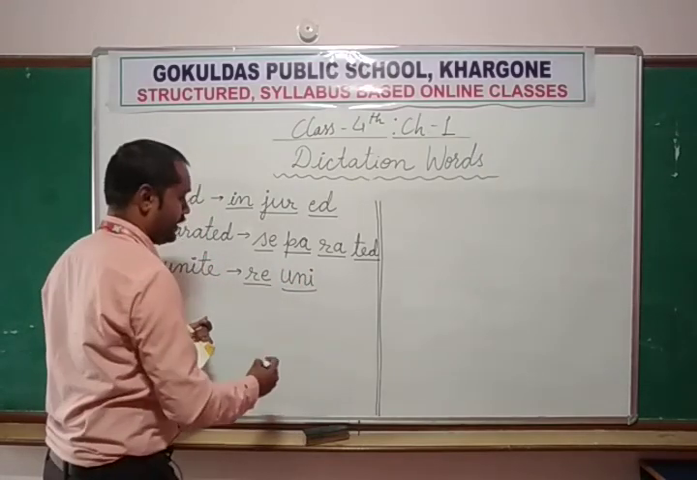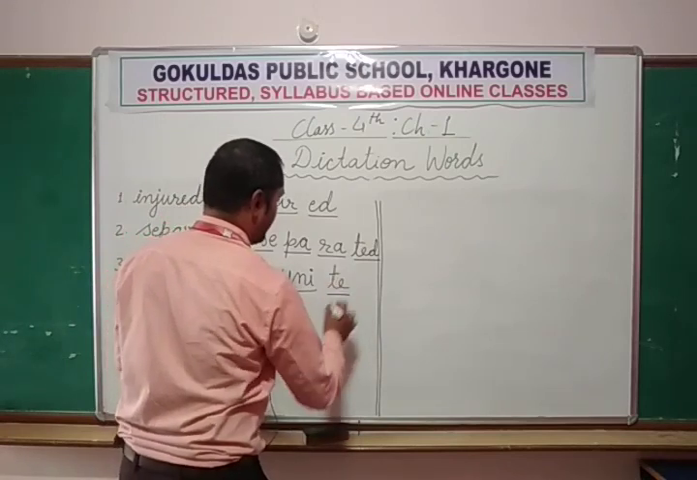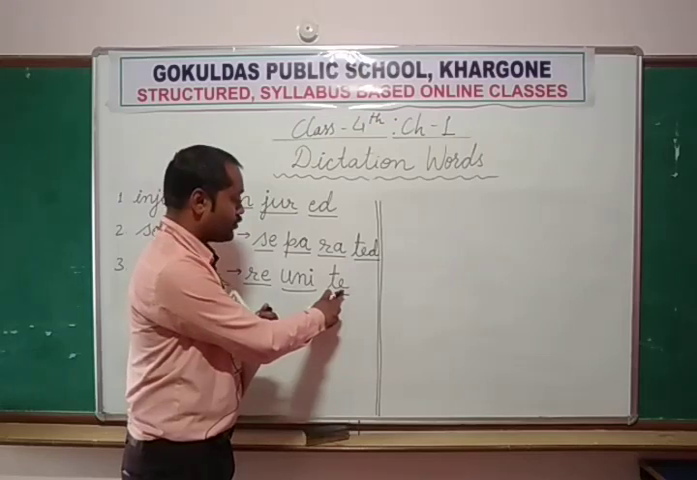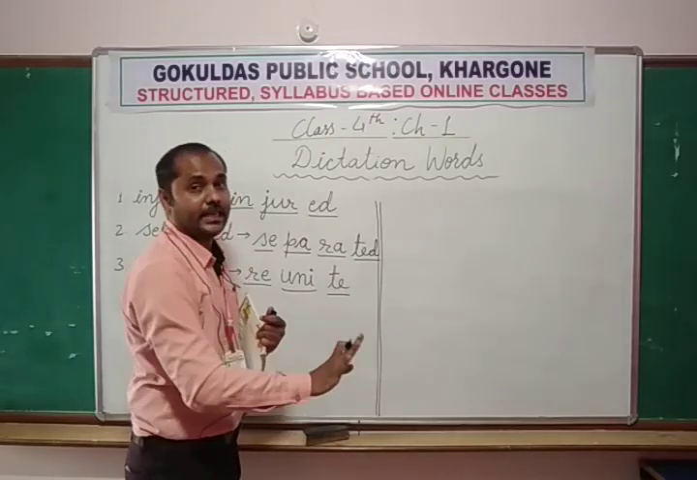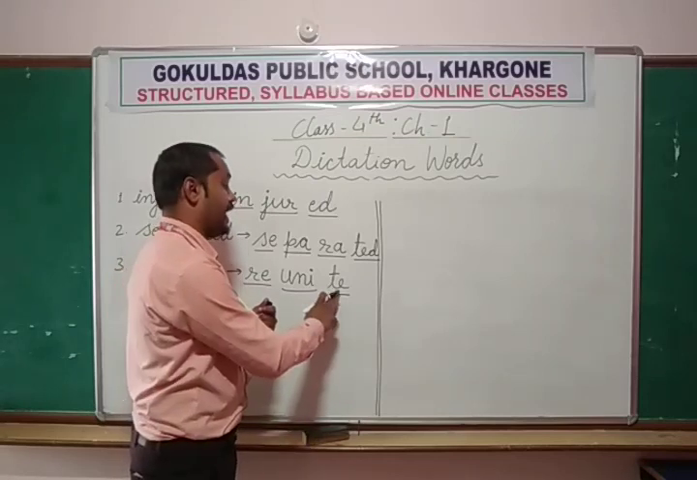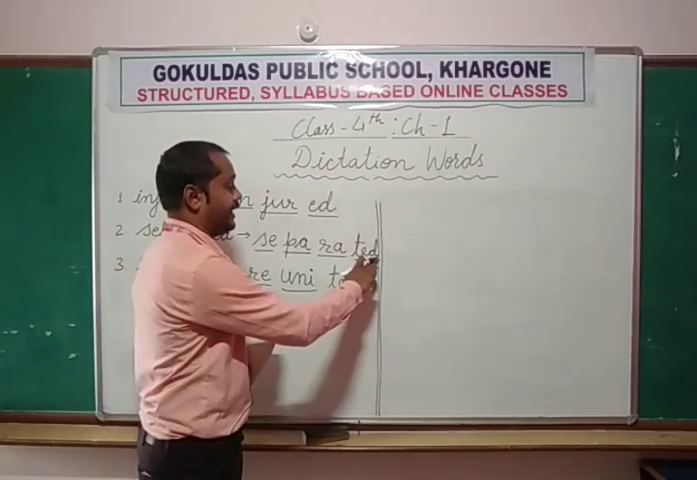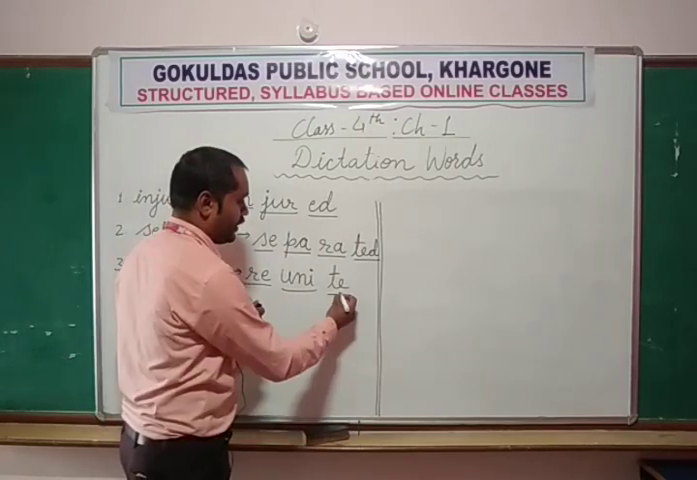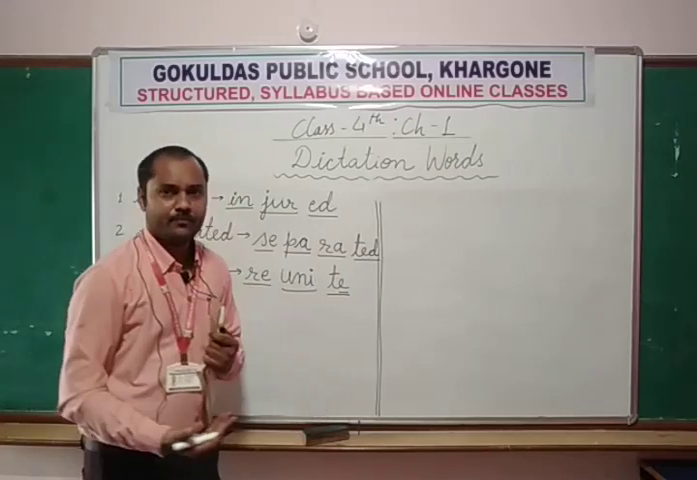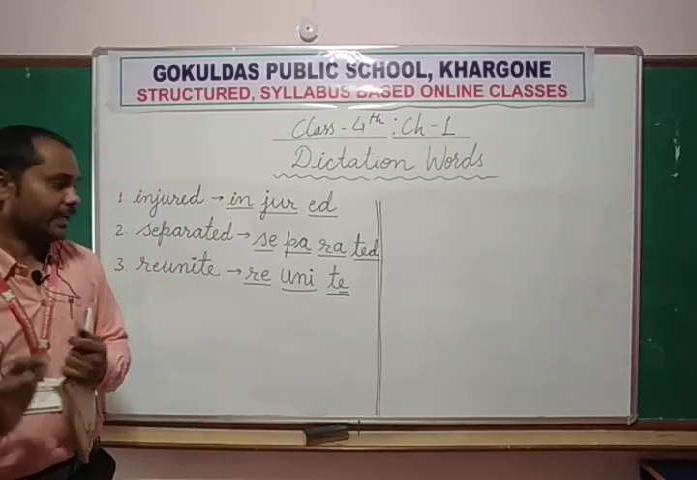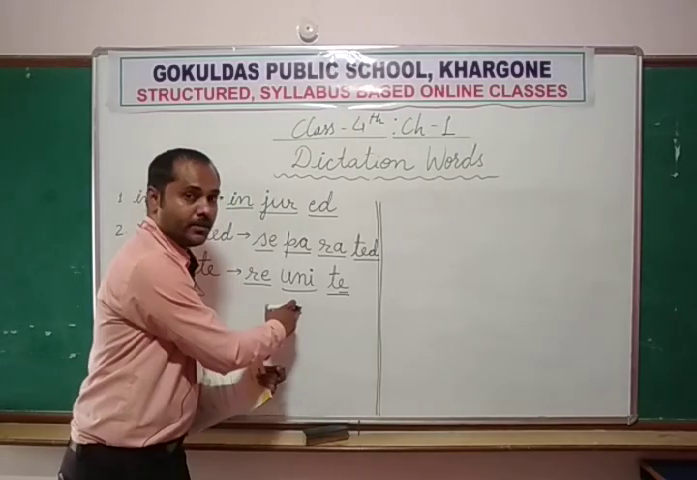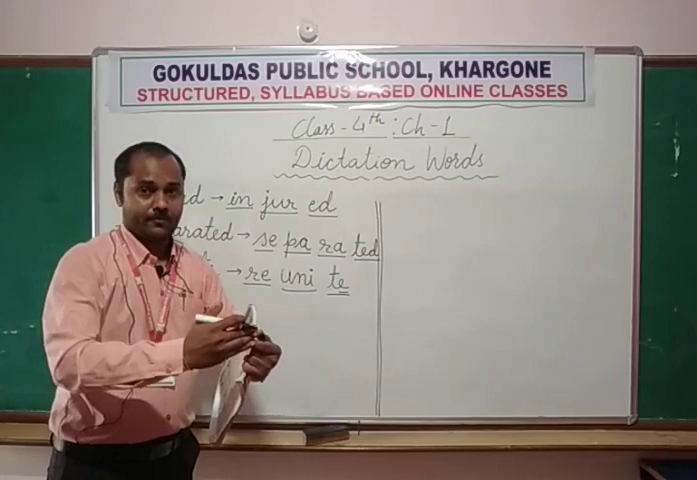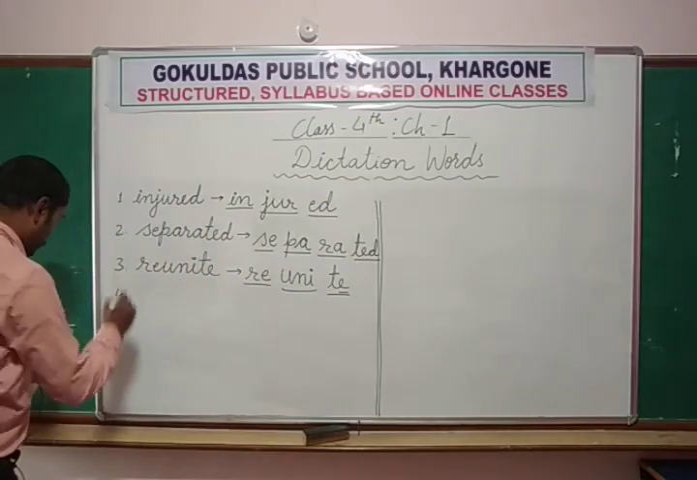R-E-U-N-I-T-E. Generally, when the spelling ends with E, this E is silent. We don't pronounce it te. Here we are pronouncing it ted, but here we are pronouncing it only t. Generally, whenever E comes at the end of the spelling, we don't pronounce it, it is silent. So, reunite, reunite, meeting again. Okay.